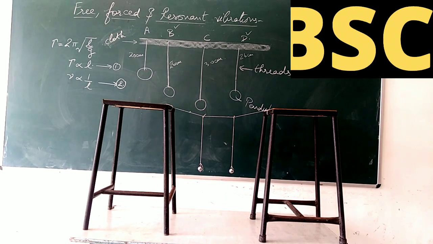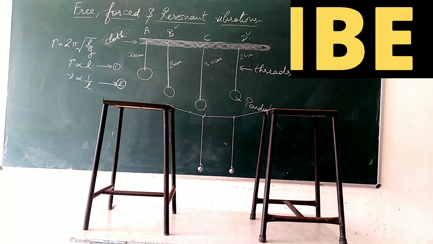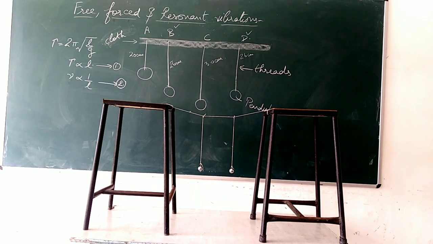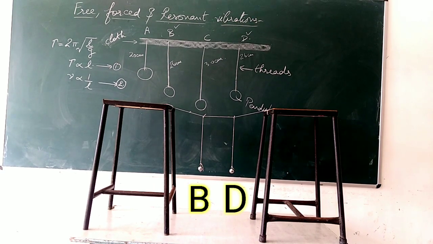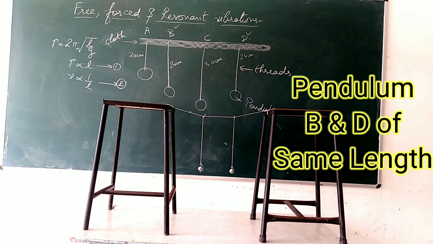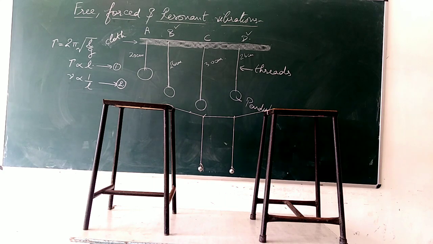First of all, students, I would like to explain what is resonance. So instead of 4 pendulums, I have placed 2 pendulums of same length. You can see pendulum B and D on the blackboard. I have considered pendulum B and D. Now I will give free vibrations to one of the pendulums, B or D. And we will see how the energy gets transferred.